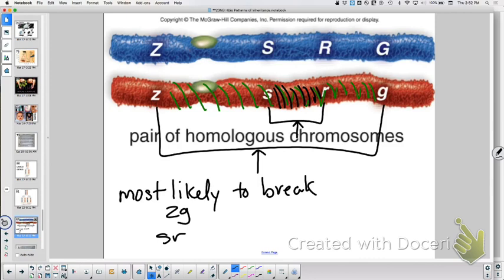Yes? Does the green part where the two chromosomes come together? That's the centromere, yes. Does that have any effect on the crossing over? No.